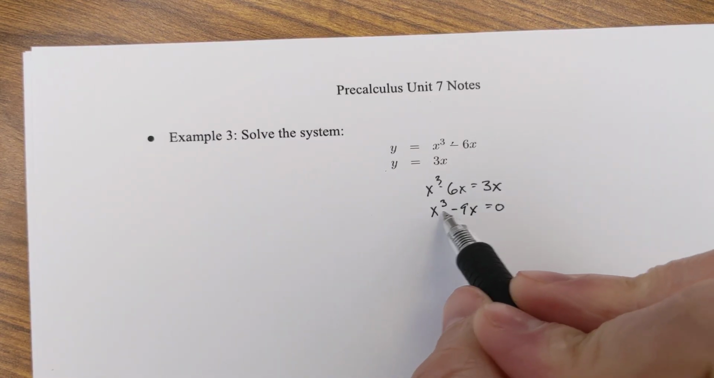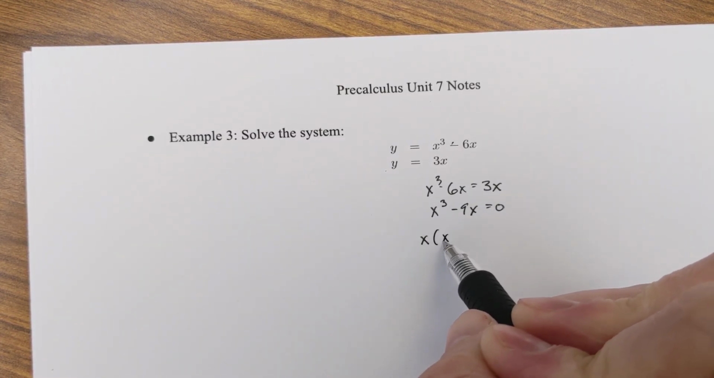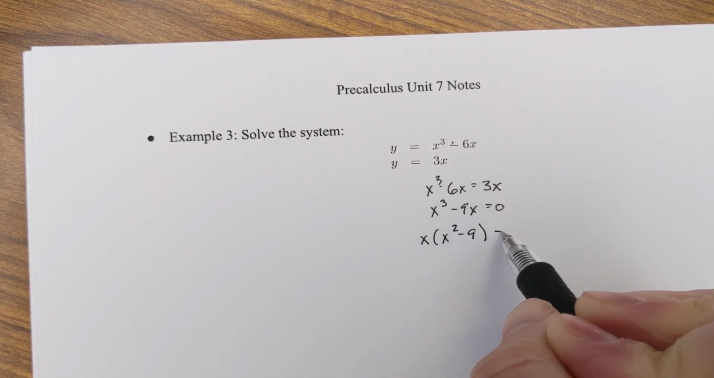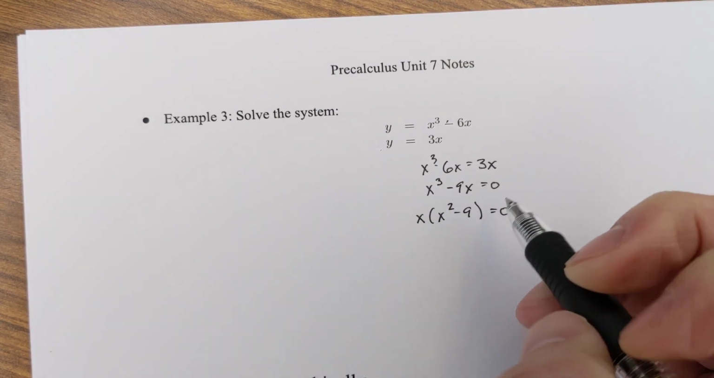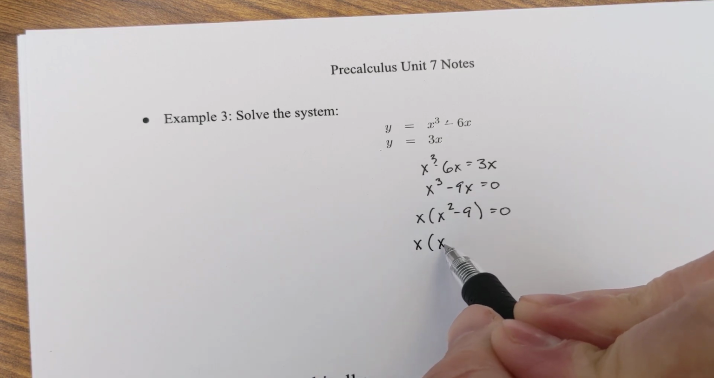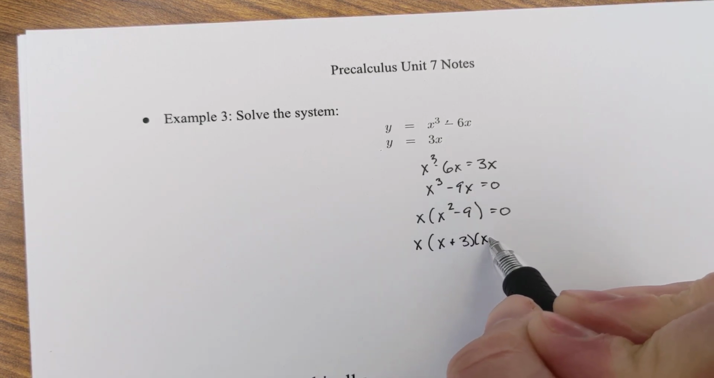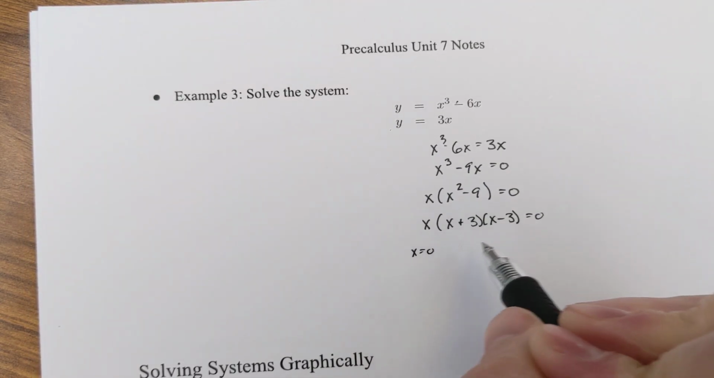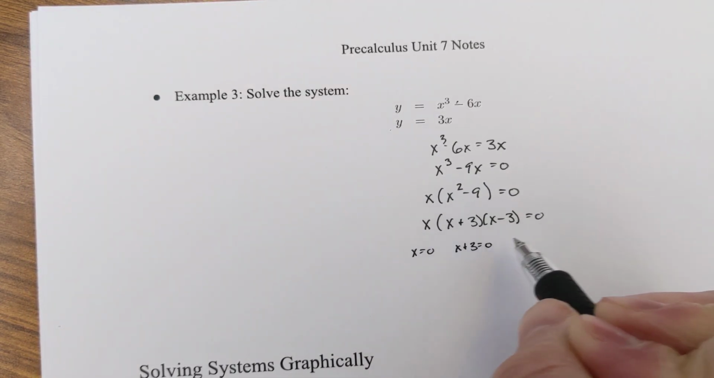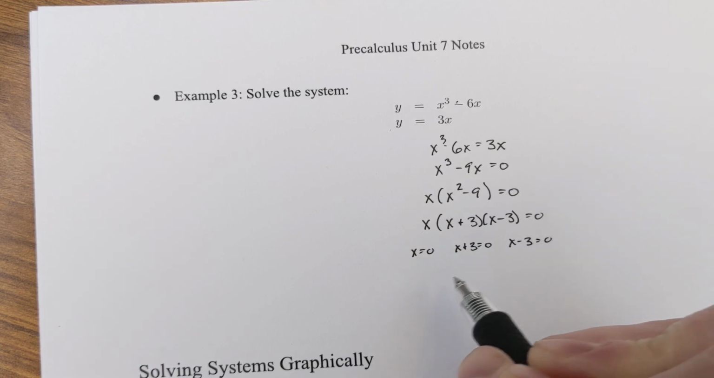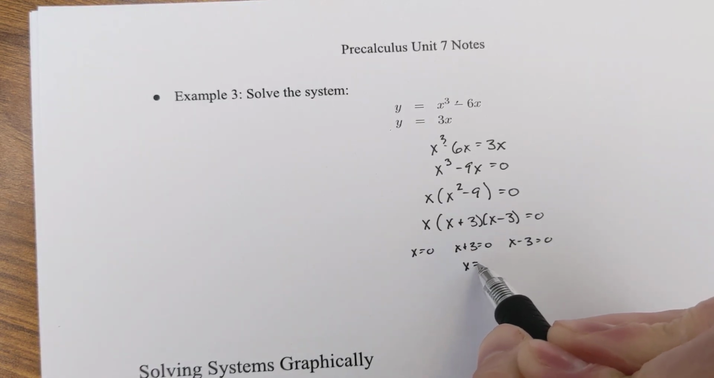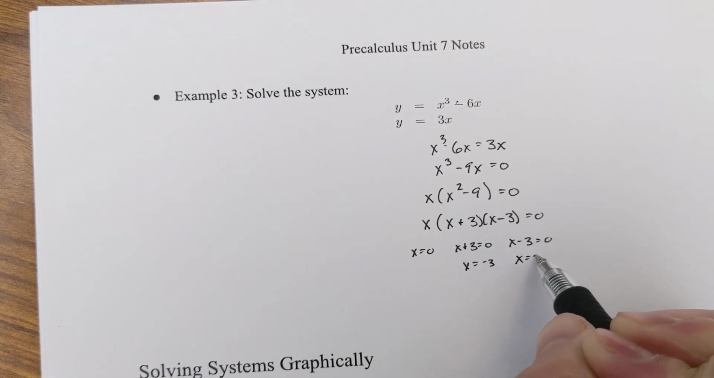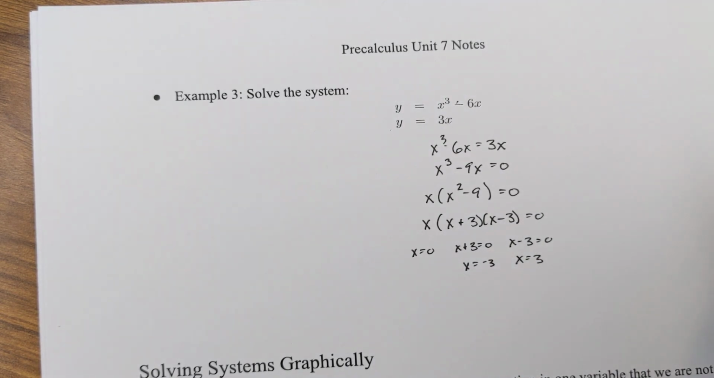I'm going to try to factor it. So these terms both have an x, so I can pull an x out. This is factorable one more time. It's x plus 3, x minus 3. It's a difference of squares. So set each factor separately equal to 0 and solve. So there's the one already solved, 0, -3, or +3. So those are our solutions.